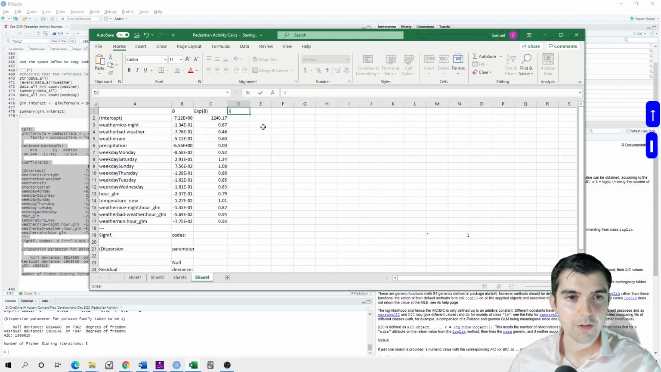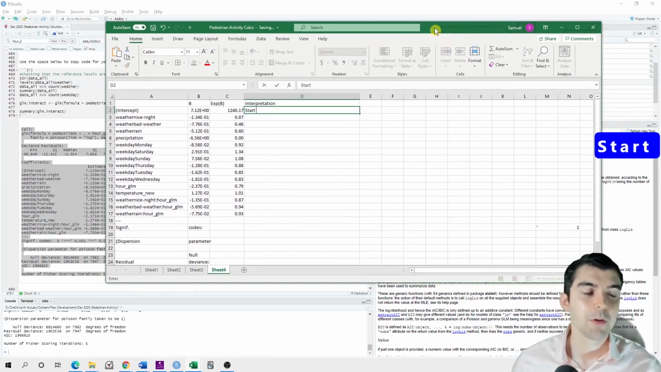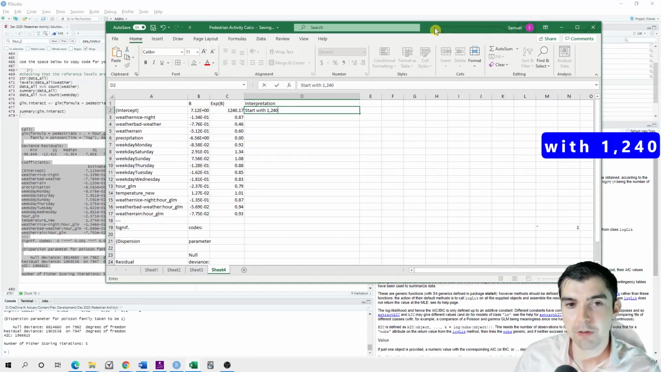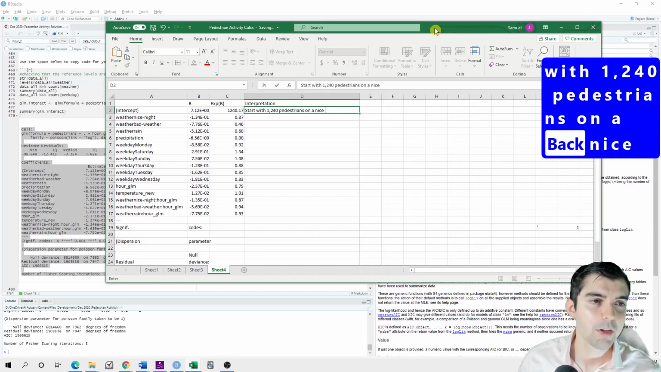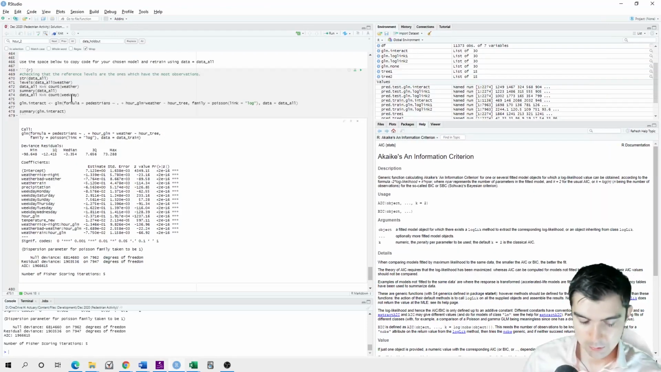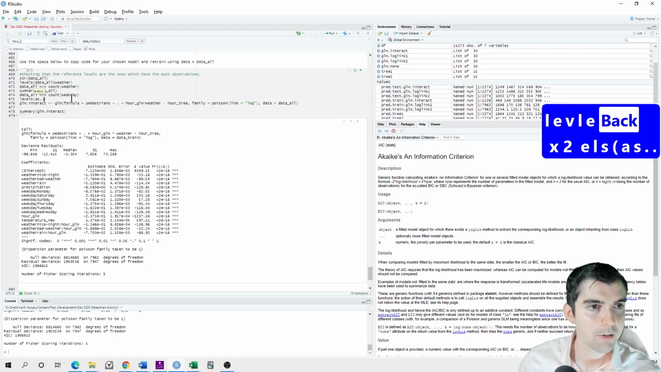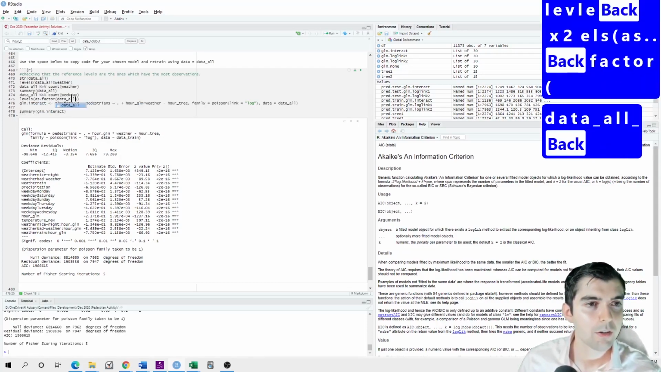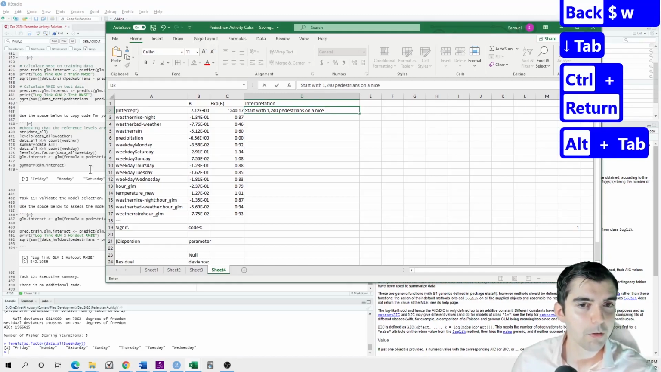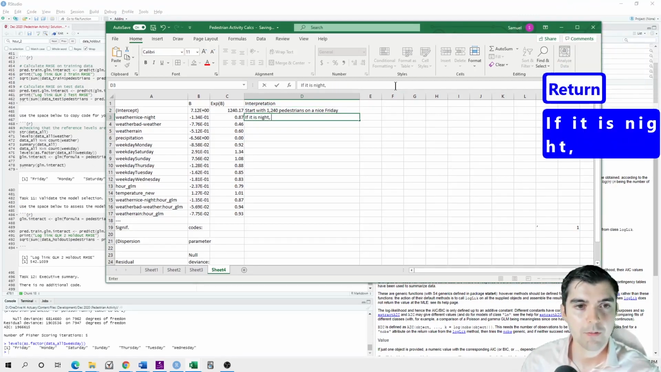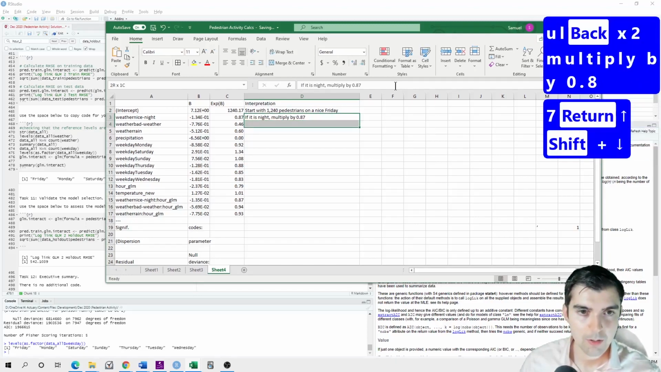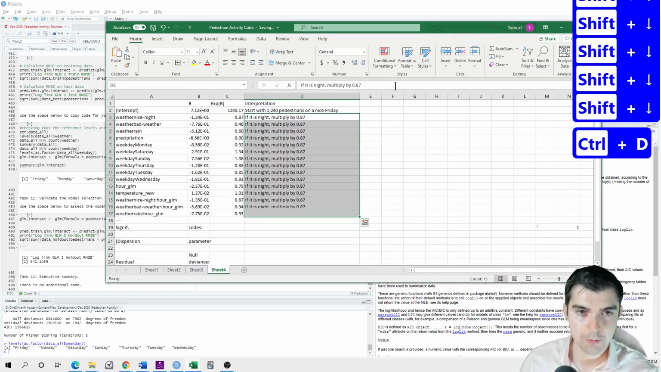And then the interpretation. So we said our reference level was nice weather. So start with 1,240 pedestrians on a nice, what is the day of the week? The day of the week is, if I do levels as factor, data.all weekday, this will tell me the base level is the first one there, which is Friday. If it is night, multiply by 0.87. And then you basically do that for all of these other categories.